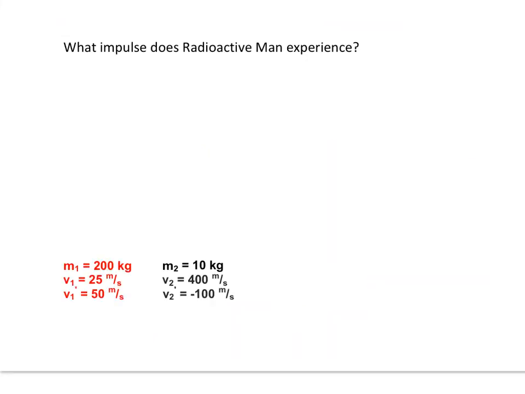All right, now let's look at impulse, starting with radioactive man. Notice I brought over the given information from the problem along with the speed of the cannonball that we solved for after. Remember that impulse is the change in momentum, and we've got a couple different ways that we can solve this. Impulse is the product of force times time, or impulse is equal to mass times the change in velocity.